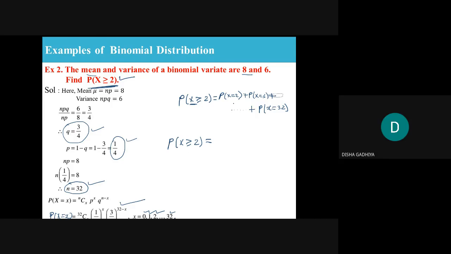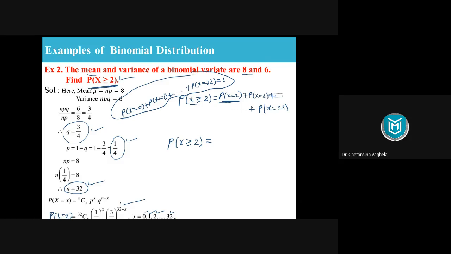So, sir, we will find P of x equals to 0 and P of x equals to 1, and then we will subtract from 1 to get both probabilities. Perfect. Thank you very much. As we know that the total probability is 1, that means what? P of x equals to 0 plus P of x equals to 1 plus P of x equals to 2 up to plus P of x equals to 32. अगर मैं सारा ऐड करूँ ना तो उसकी वैल्यू 1 ही होगी, ये तो पक्का है. This is the basic property of probability.